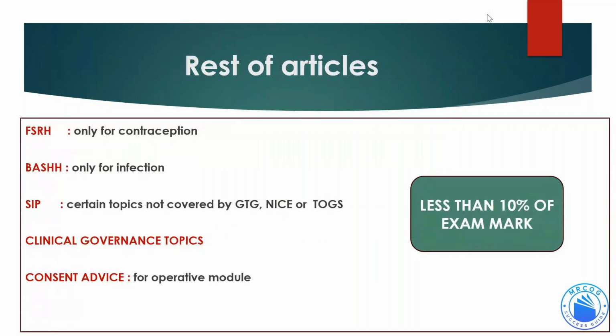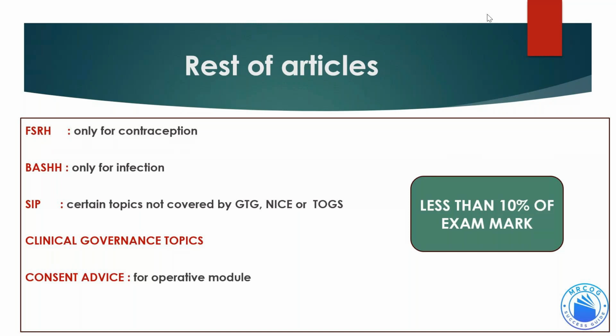After that, there are less important points and less important articles, like the articles of the Faculty of Sexual and Reproductive Health. These articles are specifically for contraception. We will discuss this in the sexual health module. The BASHH guideline also is specifically for the infection module. Some points also of the scientific impact paper. The scientific impact paper is not that important. Just many topics we will discuss from the scientific impact paper, which are not covered by the Green Top guideline or NICE or TOG article.